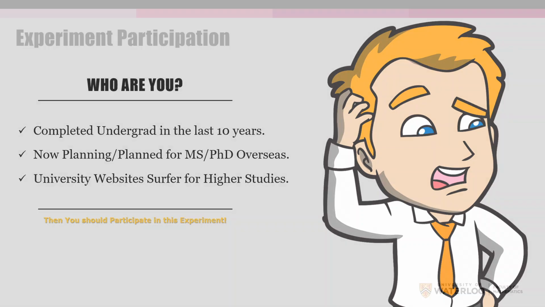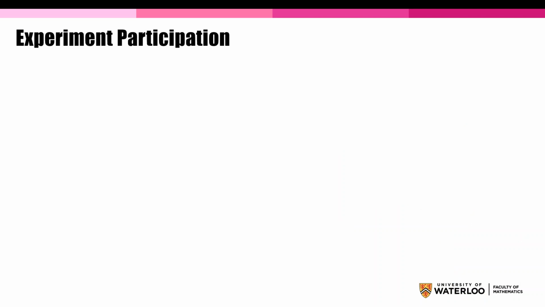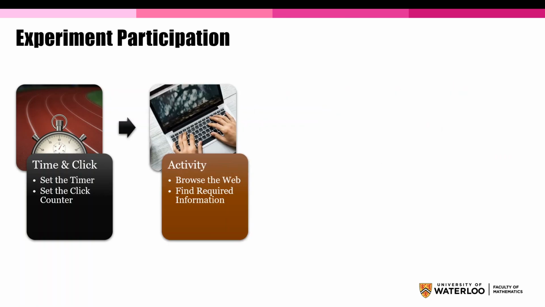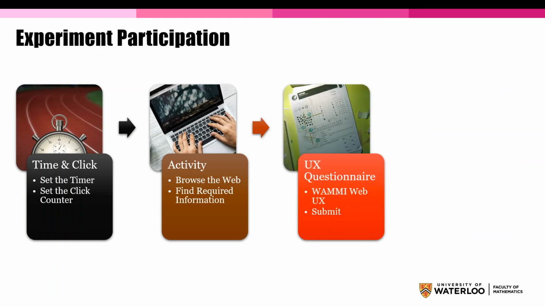How will this experiment run? At a glance, first and foremost, you will set your stopwatch and the click counter. Then you will complete an activity with the given websites, which are the university websites, to find some information related to prospective students. And of course, you will be measuring the time and the number of clicks at the end of the task. Then we will provide you with a state-of-the-art website UX metrics measurement tool, WAMI, to answer some questions.